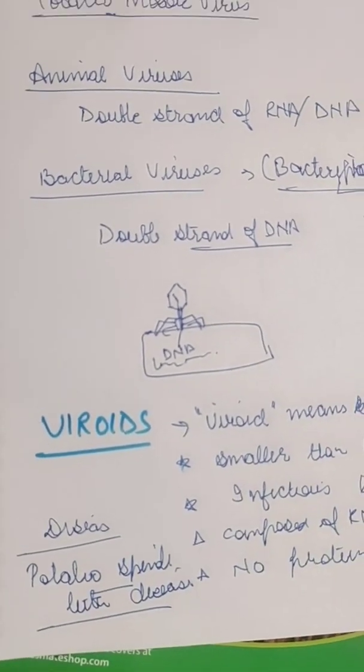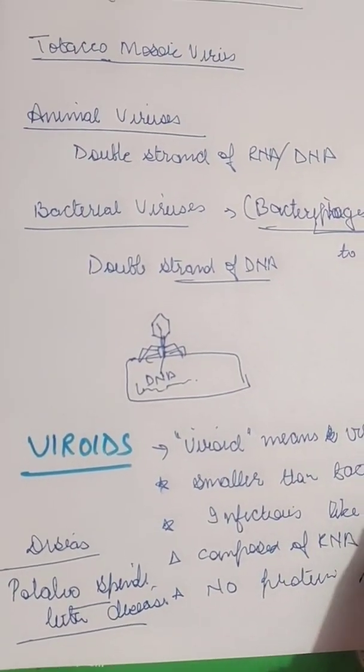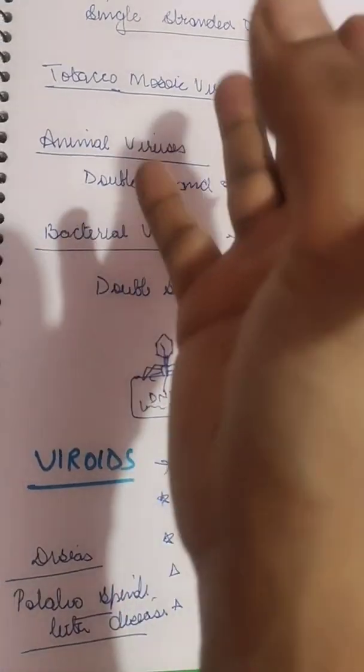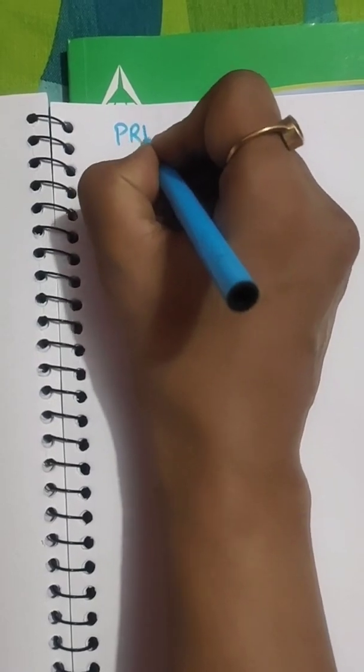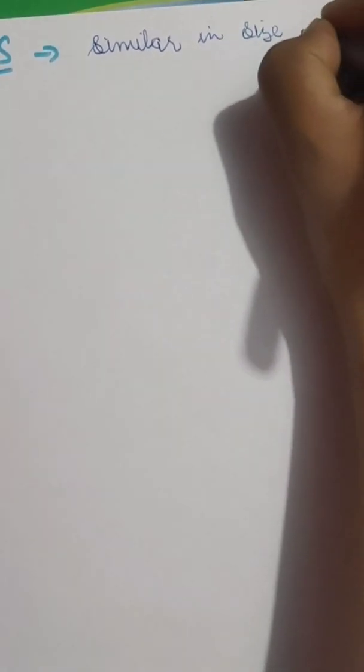Okay, so these are some diseases which are caused by viroids and viruses that we have just studied. Now, after this, we move to the next topic of the chapter, which is prions. These prions are also very small microscopic organisms, and they are similar in size to viruses.